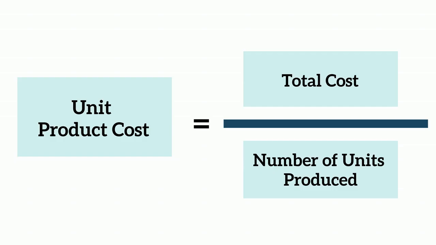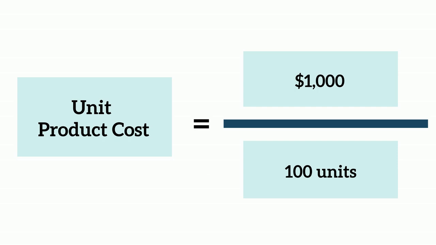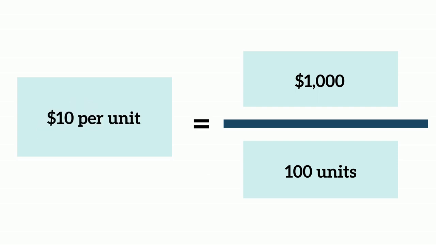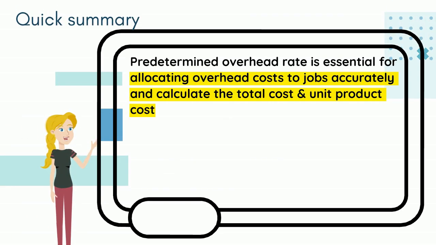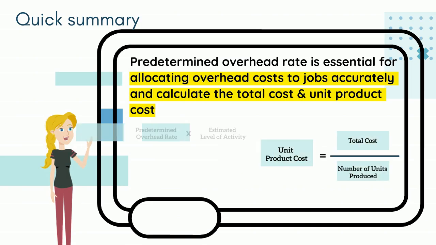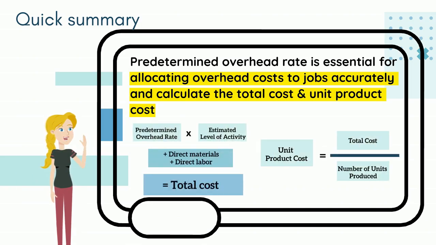For example, let's say that a job produces 100 units, and the total cost of the job is $1,000. Dividing $1,000 by 100 units gives us a unit product cost of $10 per unit. By using predetermined overhead rates, manufacturers can allocate overhead costs to jobs more accurately and calculate the total cost and unit product cost of a job more efficiently.